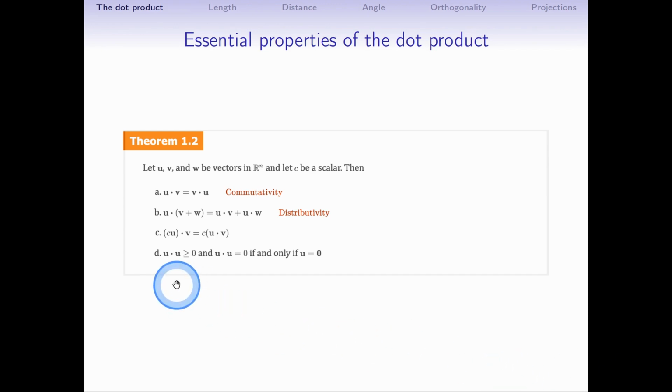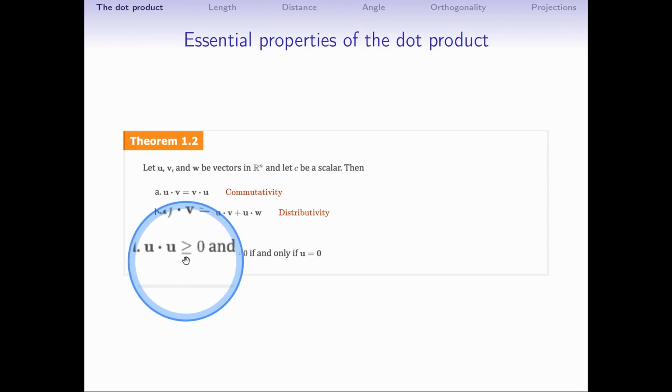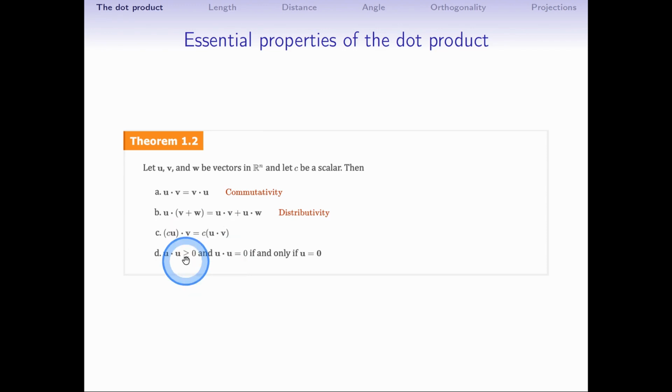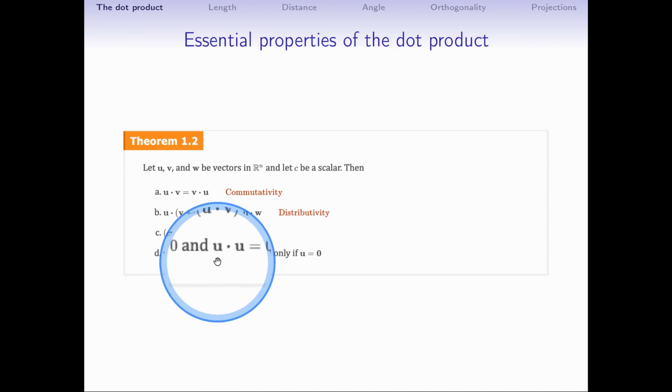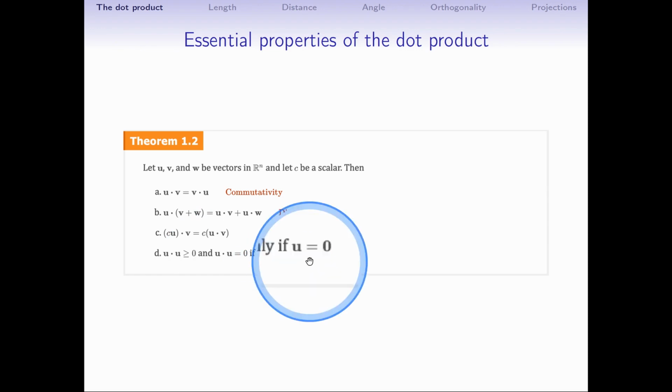Now let's take a look at property D in some detail. Property D is saying something interesting. It says, anytime I take the dot product of a vector with itself, I'm going to get something that's bigger than or equal to 0. And it strengthens this result. It says, if the dot product of a vector with itself is ever equal to 0, that can only happen if and only if the vector itself is the 0 vector.